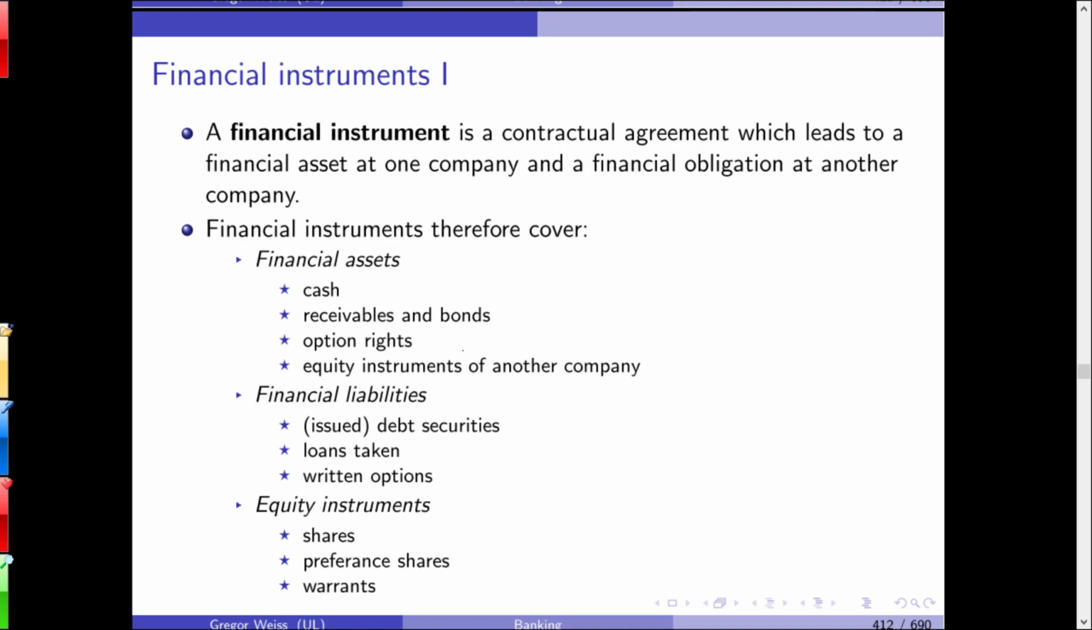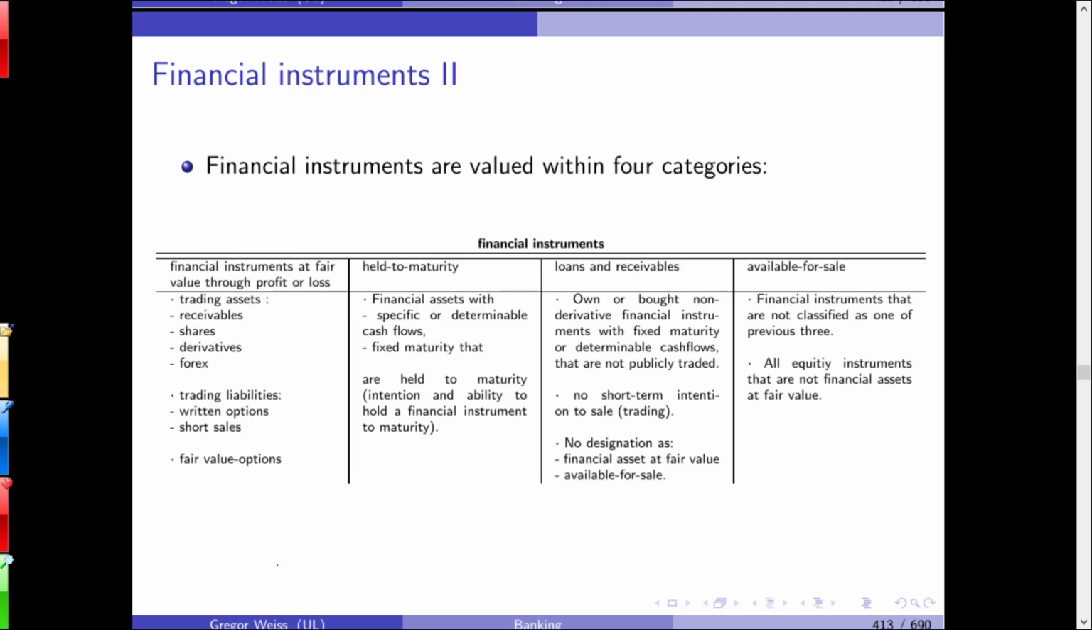Okay. Now, what is a financial instrument under IFRS? It's a contractual agreement which leads to a financial asset at one company and a financial obligation at another company. You have financial assets like cash, receivables, bonds, option rights, and equity instruments of another company. You have financial liabilities: debt securities, loans taken, written options, and equity instruments. Those are shares, preference shares, and warrants.